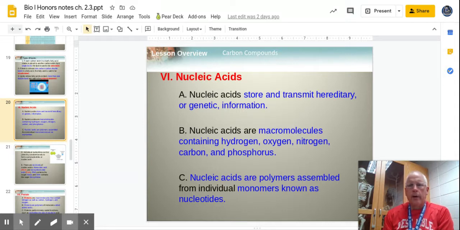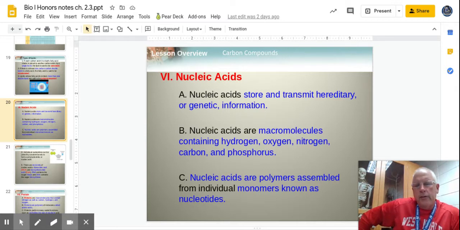Like other macromolecules, they have hydrogen, oxygen, carbon, the big three. They also have nitrogen and phosphorus, a couple that we've added to it. And they're formed the same way as carbs and proteins: monomers, individual units coming together and making a big molecule called DNA and RNA. We have a special name for their monomers. They're called nucleotides. So make sure you highlight what's in blue. I'll put the notes on Google Classroom today as well.